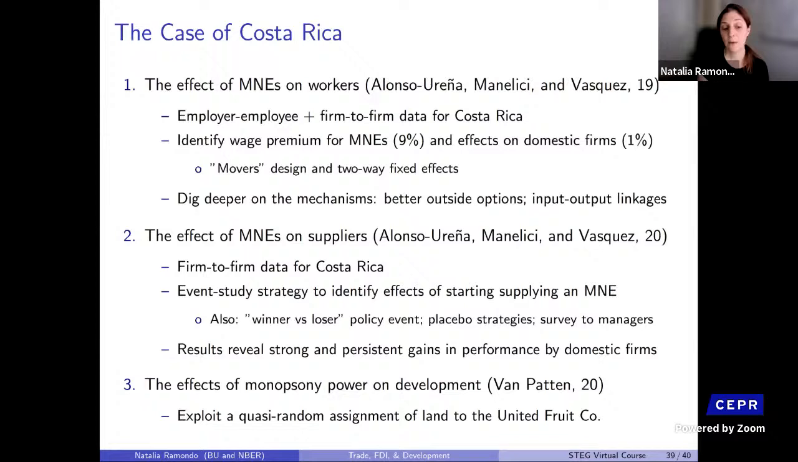And finally, there is a new paper, with a historical experiment by Rihanna Van Patten, on the United Fruit Company, the infamous United Fruit Company that had plantations in Costa Rica and other Central American countries. She exploits a new channel, monopsony power of this firm, and how it affected development at that point and maybe thereafter. And she exploits a quasi-random assignment of land. They changed the assignment of land to this company and she focused on that.